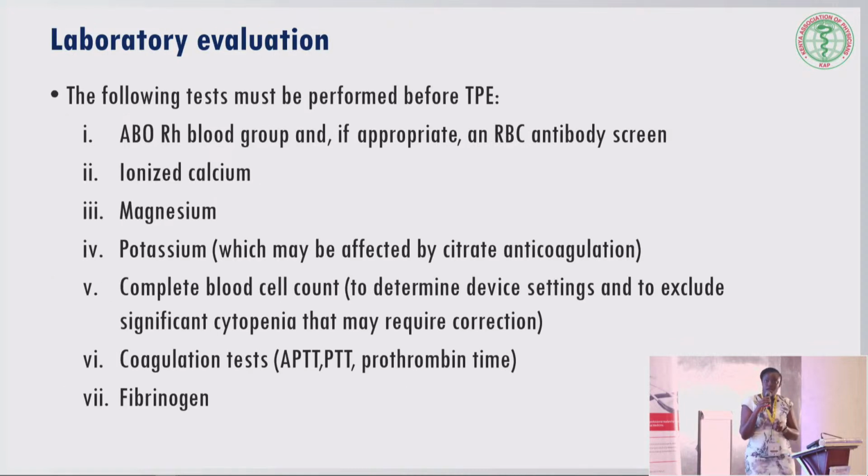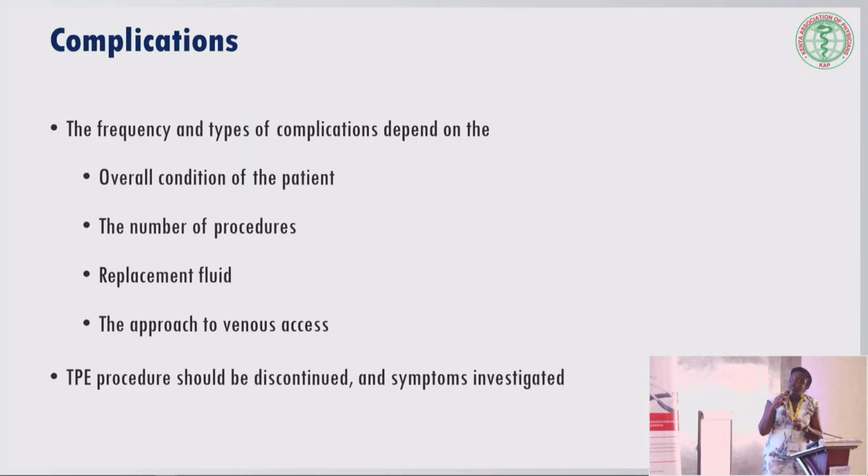apheresis. Before you do the plasmapheresis, you need to know the patient's blood group and the calcium. If it's low, you need to replace it because they're most likely to get hypocalcemia thereafter. Magnesium and potassium, because they might be affected by the citrate anticoagulation, and you know they get hypokalemia. The blood cell count and the coagulation screen. So there are several complications that you need to look out for.